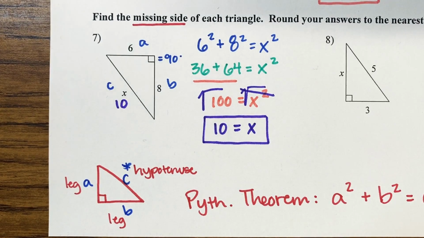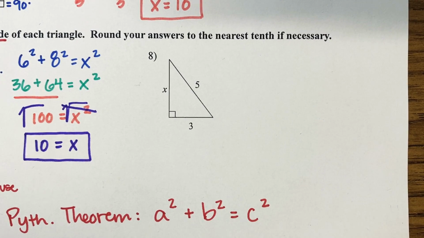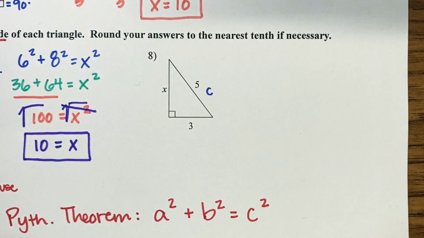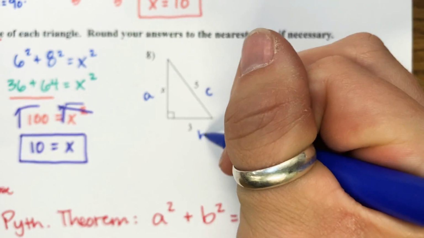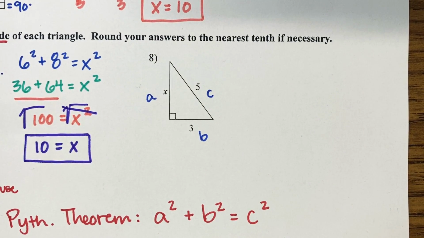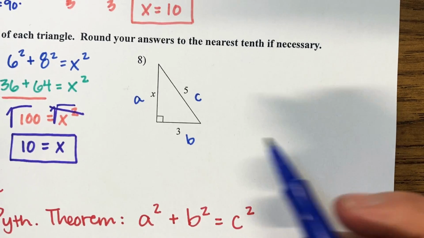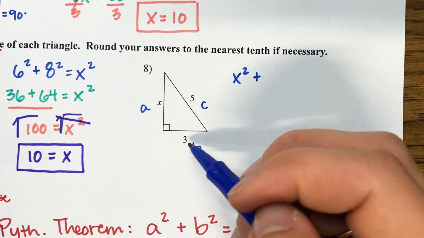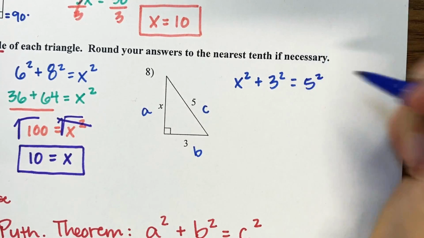Okay, so let's try that again on number 8. Okay, so first thing we want to do is identify our A and our B and our C. Okay, well we know that C always has to be across from my right angle, the hypotenuse. Okay, so this time 5 is our hypotenuse, so it actually gives us our hypotenuse. Okay, well it doesn't matter which you choose for A and B. I'm just going to go ahead and choose X for A, B for 3. Okay, and now I can plug this in. Remember, A squared plus B squared equals C squared. Okay, so A squared is X squared plus B, 3 squared, equals my C, which is 5 squared.